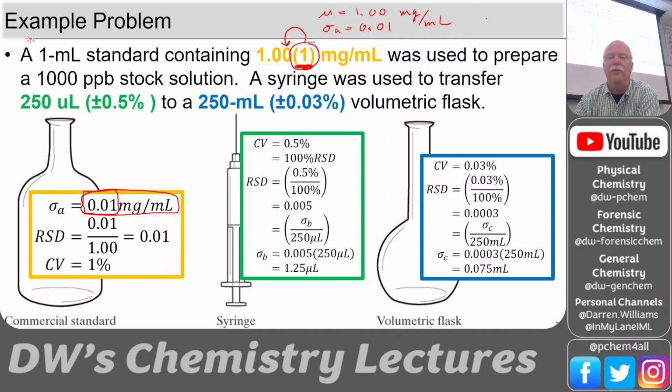It doesn't have to be 1. What if it was, let's do 1.00, and in parentheses I'm going to put 1.5. Now I've got 2 digits there. Since I have 2 digits of uncertainty, I'm going to have to replace the previous 2 digits. And so my sigma here will be 0.15 milligrams per mil.